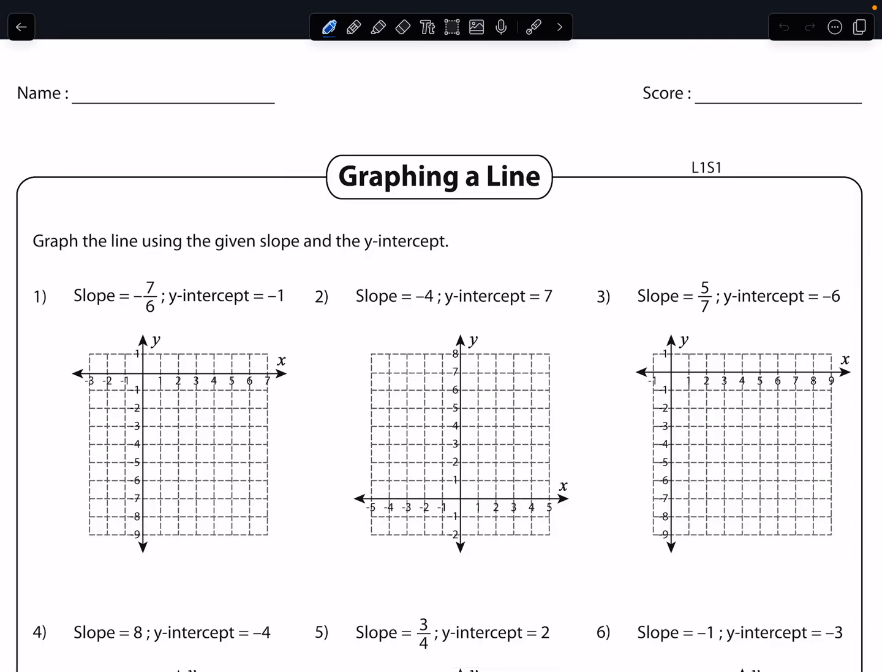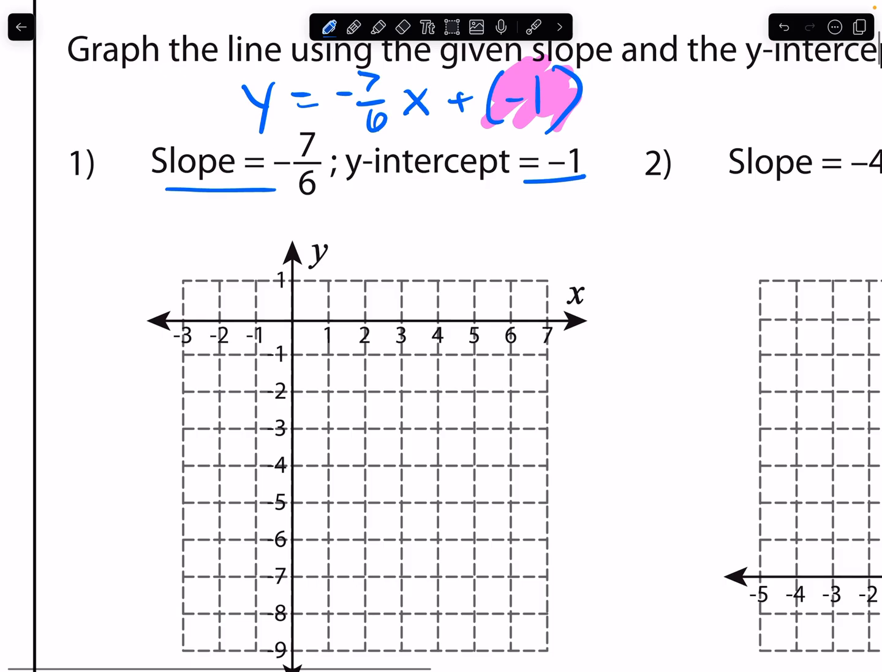We're going to use our knowledge about slope and y-intercept in order to graph a line. So we are going to go ahead and write all of these. Y equals, slope comes first, negative 7/6 x plus b, and b is negative 1. The fact that we know our y-intercept is negative 1 means we are going to be able to plot that point.